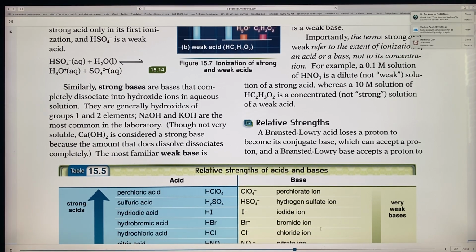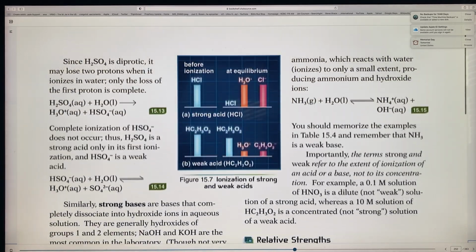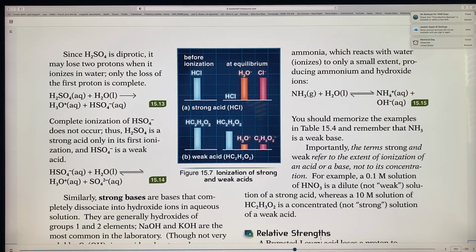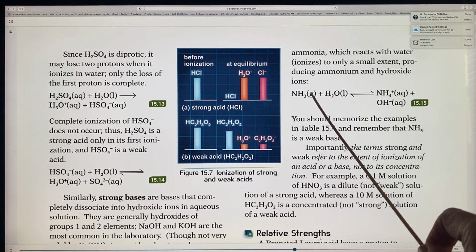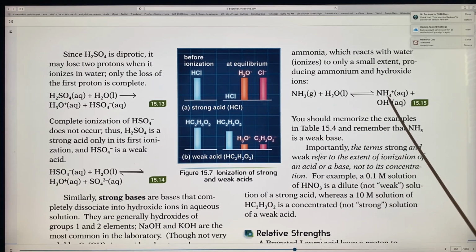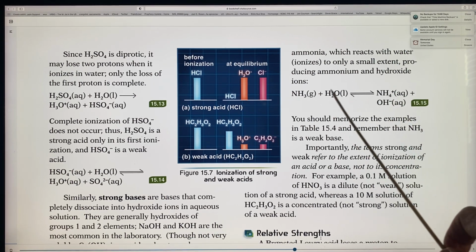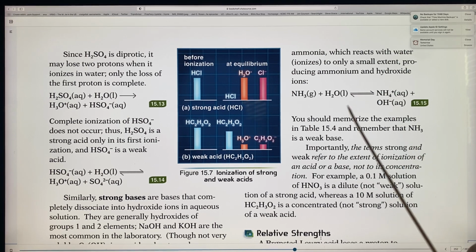So the most familiar weak base is ammonia. That's good to memorize. Ammonia is a weak base, which reacts with water to only a small extent, and it produces ammonium and hydroxide ions. Here's NH3, and when you think of N, you always think of ammonia. Here's ammonia reacting with water to produce ammonium and hydroxide ions. It's a very weak base, but it is considered weak.